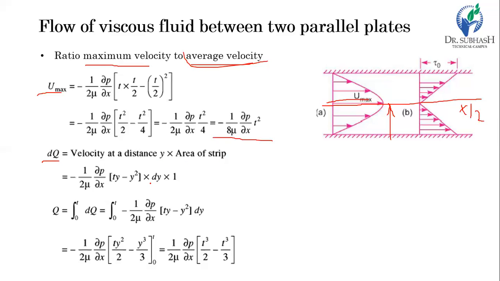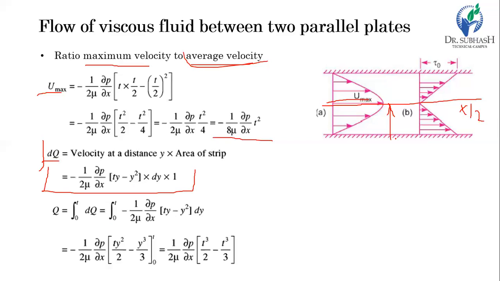Area of the strip, again we have considered dy into dy times 1, because 1 is the perpendicular distance to the board, and dy is the cross section area of this cross section dimension, or the vertical dimension of this element considered. And the velocity equation we have previously derived, which is minus 1 upon 2 mu del p by del x into ty minus y square times dy times 1. So this is the discharge through a very small elemental volume we have considered. To get the total discharge, we will integrate this equation. So integrating this equation, limit is y equal to 0 to y equal to t.